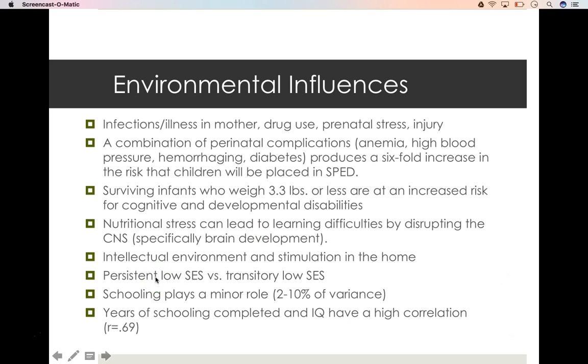When we're looking at persistent low SES, socioeconomic status, versus transitory, those who live in poverty for longer, that has a much larger effect on IQ than if you're just in and out. Schooling plays a minor role, and years of school completed and IQ have a really high correlation.